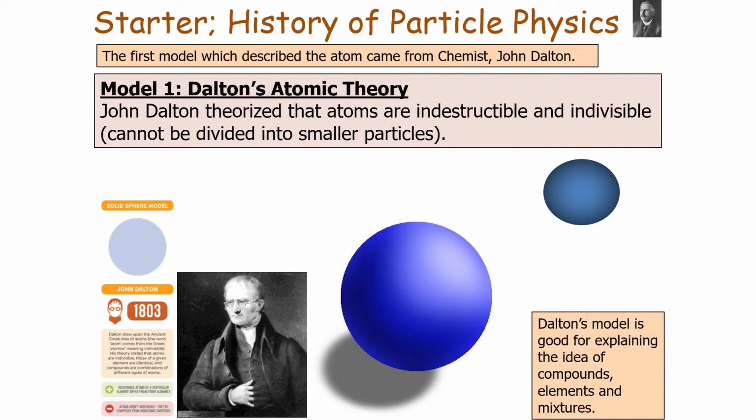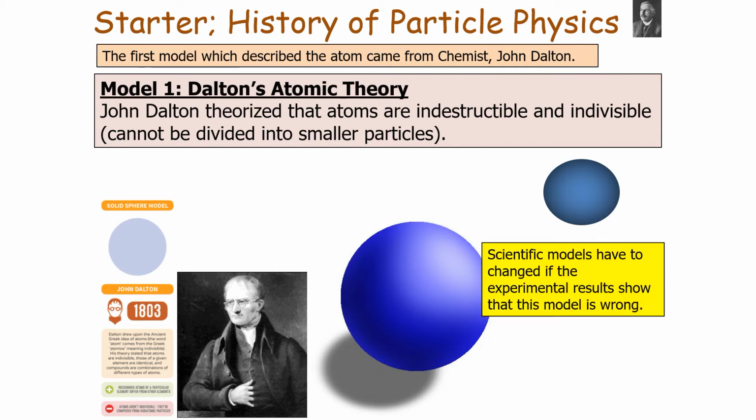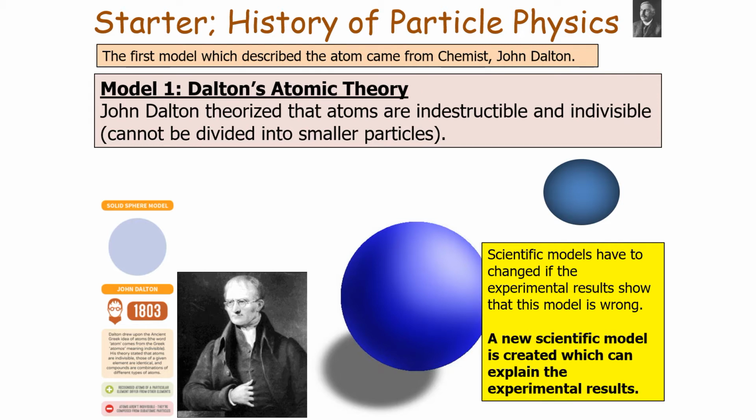Now Dalton's model is very good for explaining the ideas of compounds, elements and mixtures. However, in 1897 the electron was discovered and was found to be inside atoms. This meant we needed to amend the model of the atom from Dalton's atomic theory. Because like we said before, scientific models have to change if the experimental results show that this model is wrong. So a new scientific model is created which can explain the experimental results.